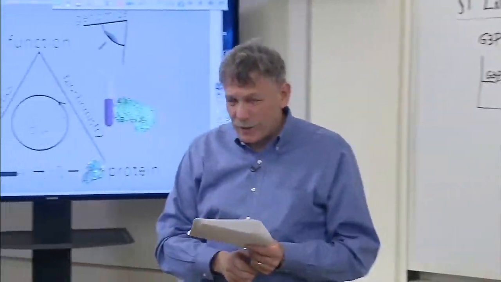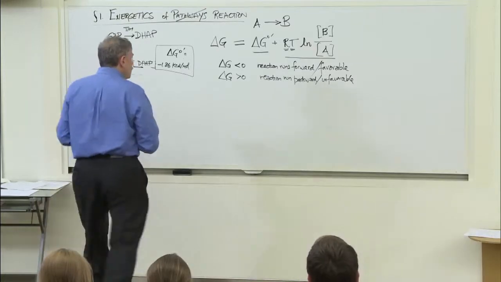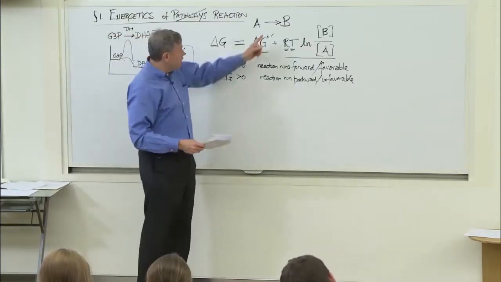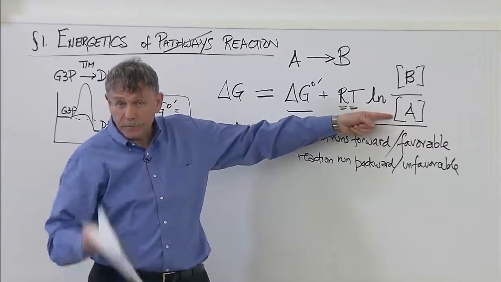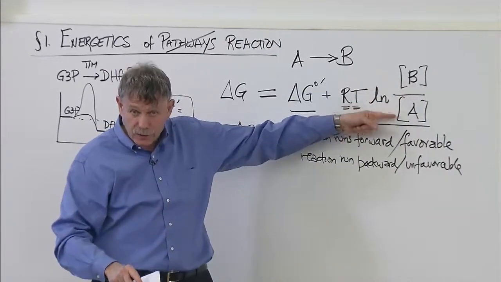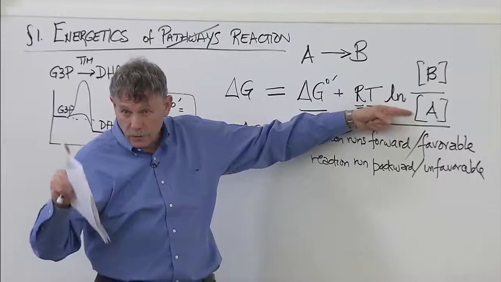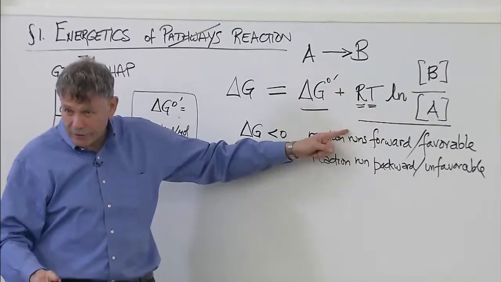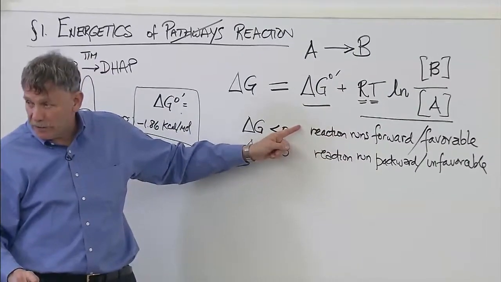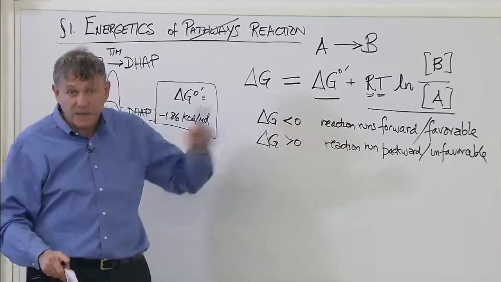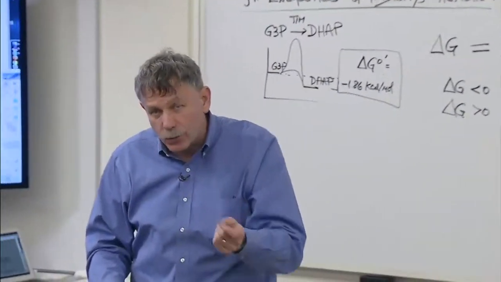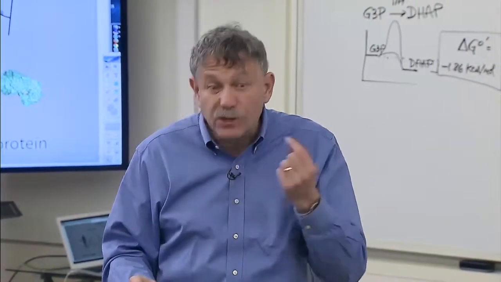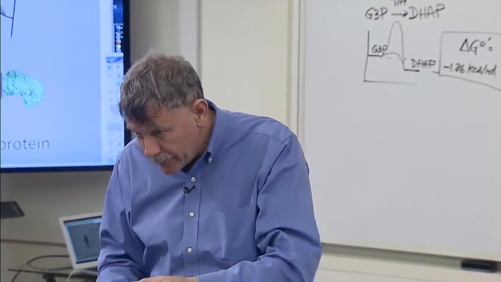So let's actually try this out in practice. Suppose I gave you a reaction here where the concentrations were equal. If the concentration of B and the concentration of A are equal, then what's their ratio? 1. And the log of 1 is 0, and so this doesn't matter. And it just is all determined by delta G0 prime. So delta G0 prime is really telling you the way the reaction will run if the concentrations are equal. So when they're equal, that tells us it's going to go from G3P to DHAP.